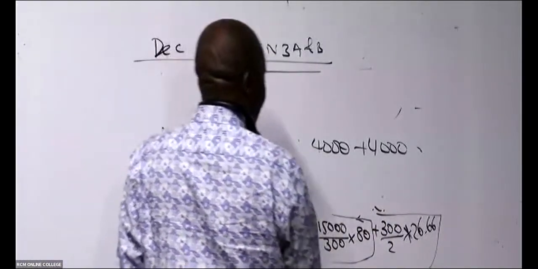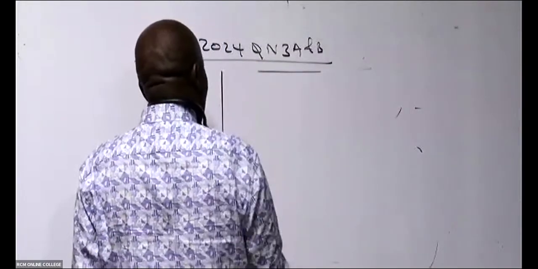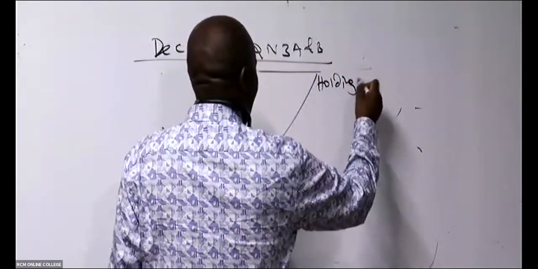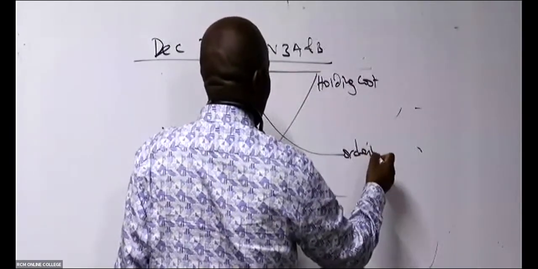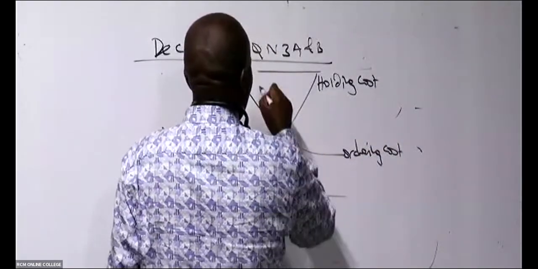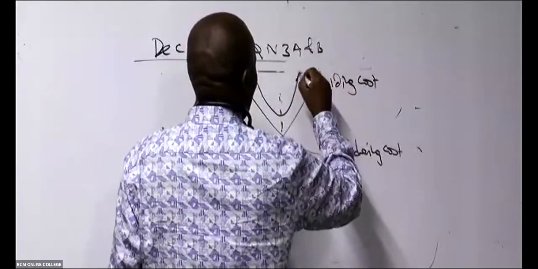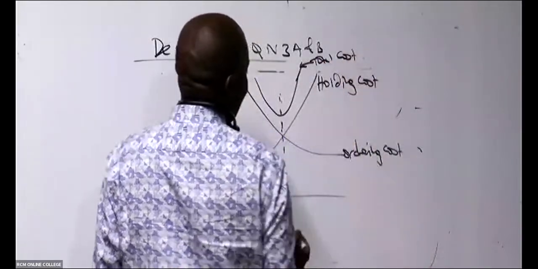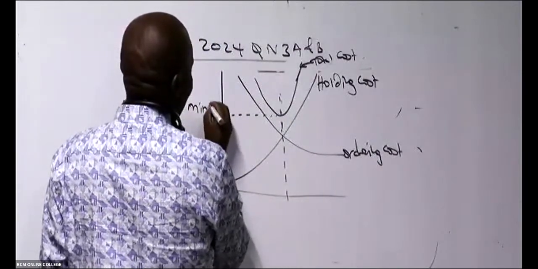Now, ladies and gentlemen, please listen to me very carefully. Whenever we talk about EOQ, we shall have holding cost behaving like this. These are holding costs. And then we have, in this case, our ordering cost. And if you do your total cost profile, it will behave like this. This is total cost. And of importance to me is this minimum cost.